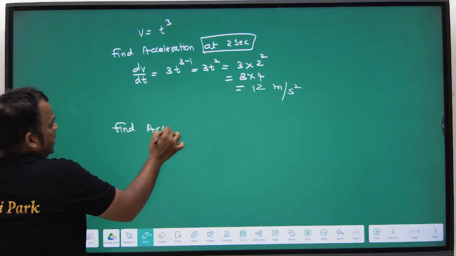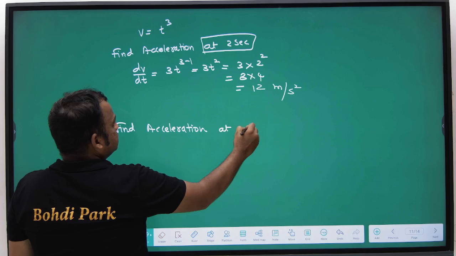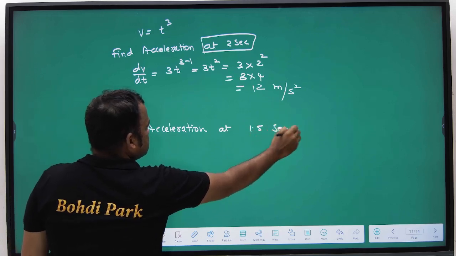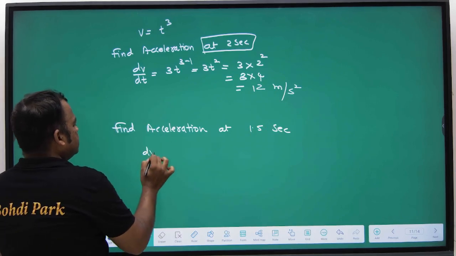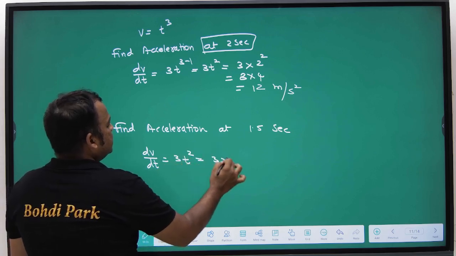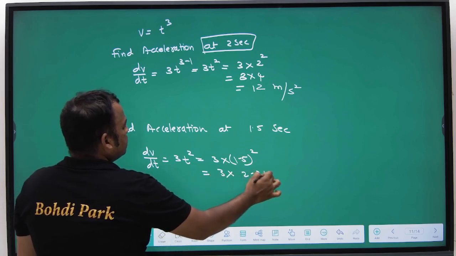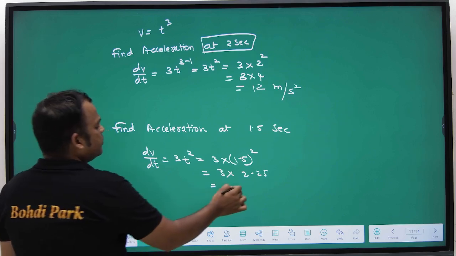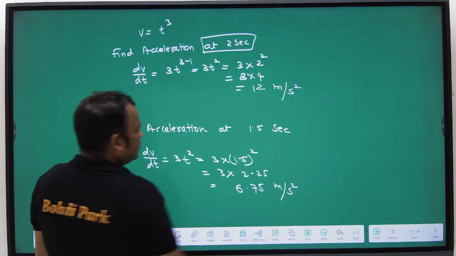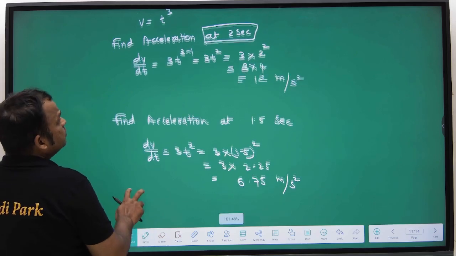Now find acceleration at 1.5 second. So we'll say dv by dt is equal to 3t square. So 3 into 1.5 square. So 3 into 2.25. Then that will be equal to 6.75 meter per second square. Let's do one more example.